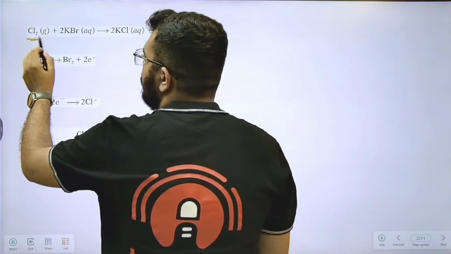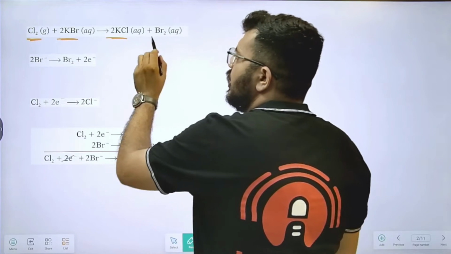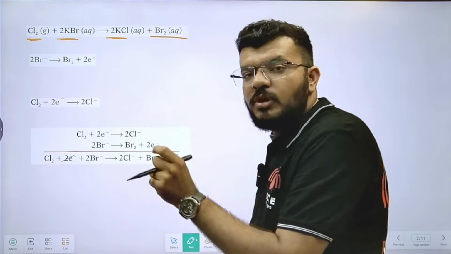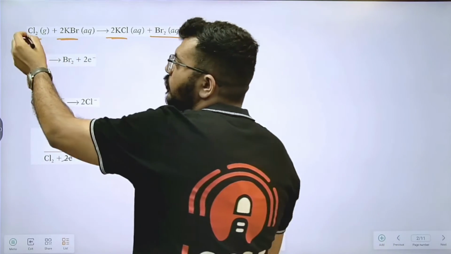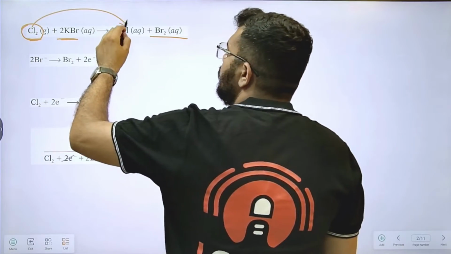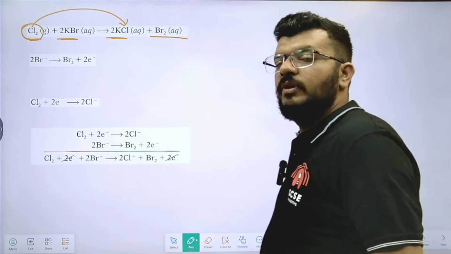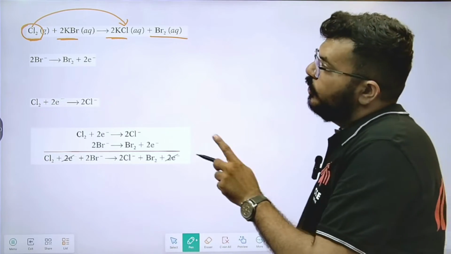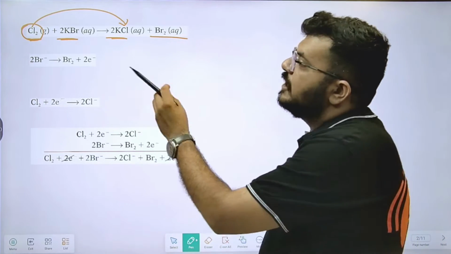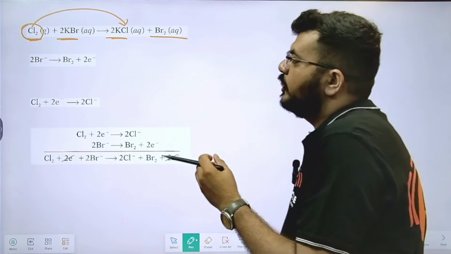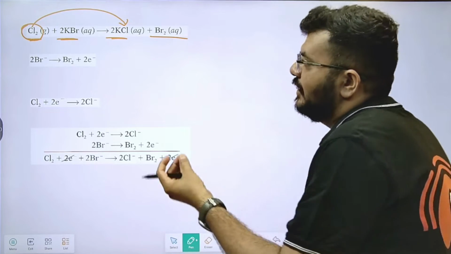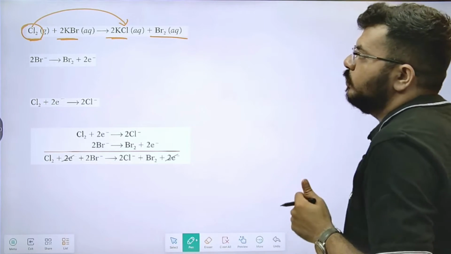Chlorine reacts with potassium bromide to form potassium chloride and bromine. This chlorine was in molecular form, and is now an ion in potassium chloride. This can happen only if chlorine is more reactive than bromine, because it is displacing bromine from its compound. This is true because chlorine is above bromine in group 7, and reactivity decreases as you go down the group.